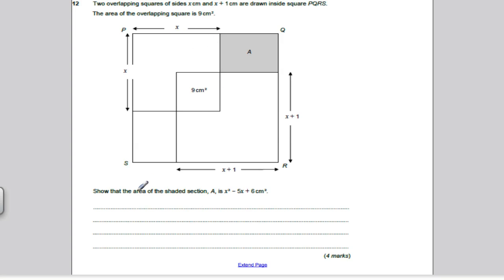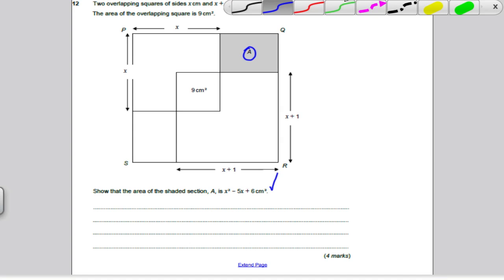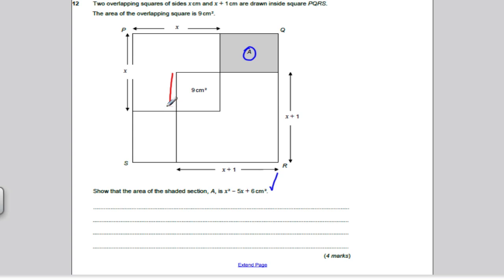Okay, now we are asked to show that the area of this here is given by this expression. The first thing to do is just look around and see if you can spot anything easy to do. It says that there is an overlapping square in the middle of 9 centimeters squared. Because that's a square, you know that its height must be 3 and its width must be 3 centimeters. So that's very, very important to us then. Okay, so this is going to help us work out the area of A.